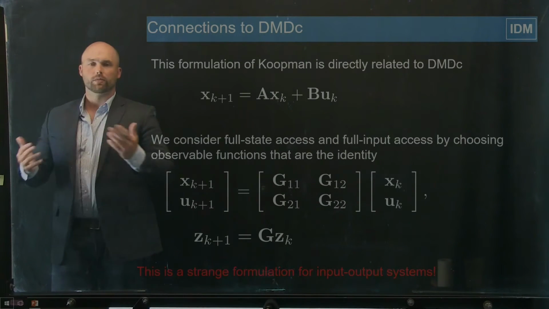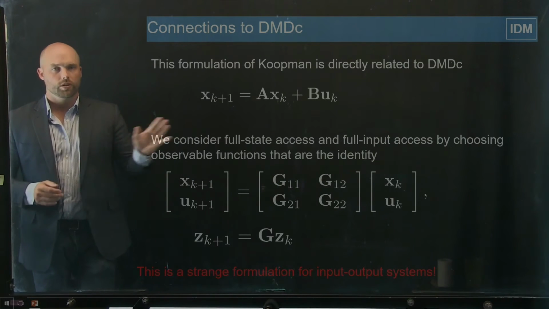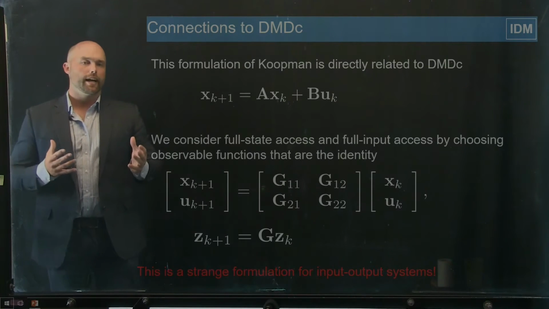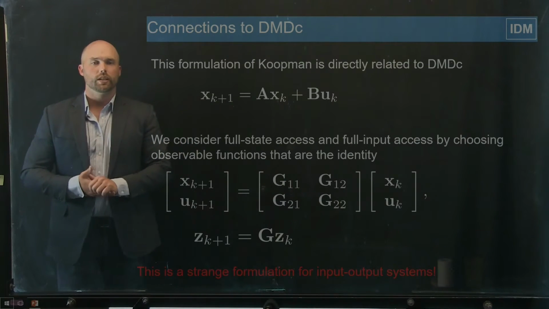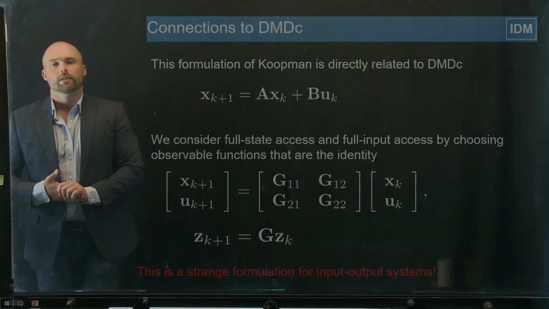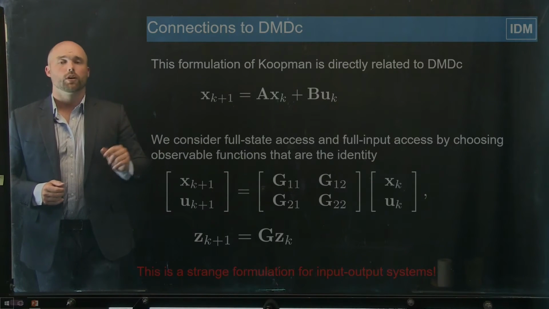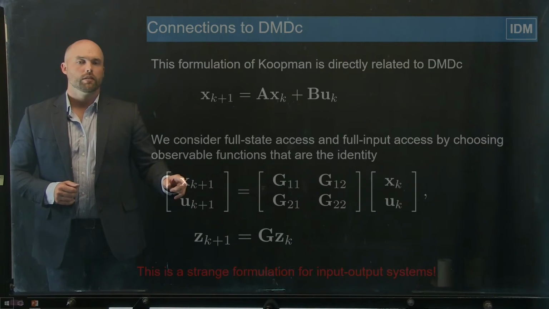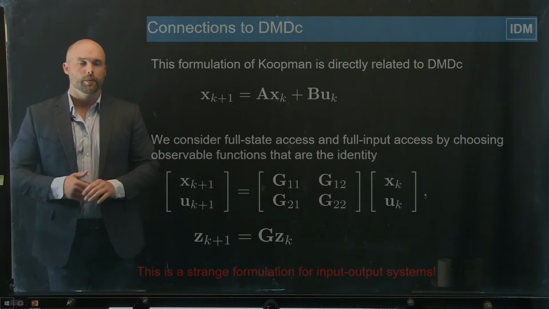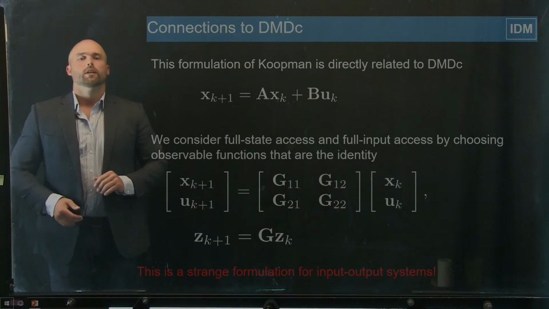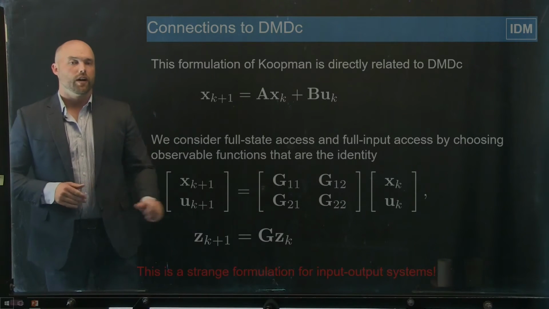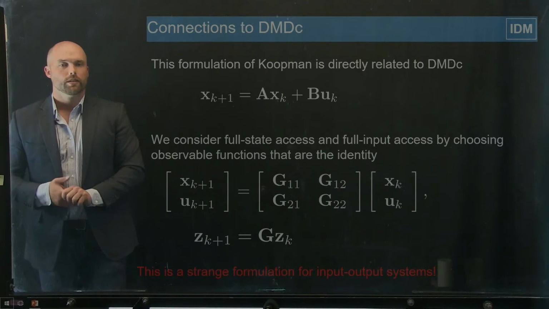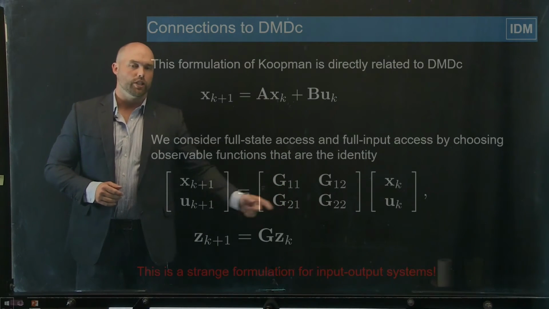Now, what does this mean, and how is it related to dynamic mode decomposition? Well, take, for example, a linear dynamical system, and we consider full state access and full input access by choosing observable functions that are the identity. So what does that mean? Each of our g's of our previous slide is now a state x or an input u. And we stack all of the states and inputs, and we start collecting data, and we find a finite dimensional approximation of our Koopman operator based on this matrix G.